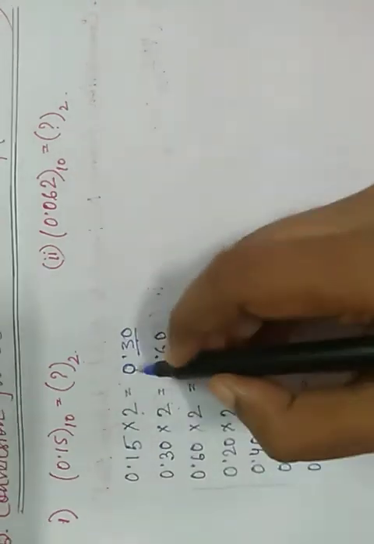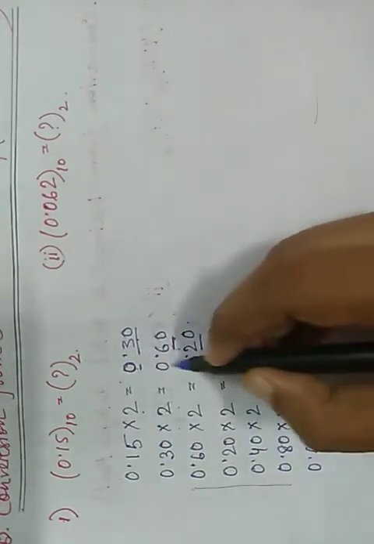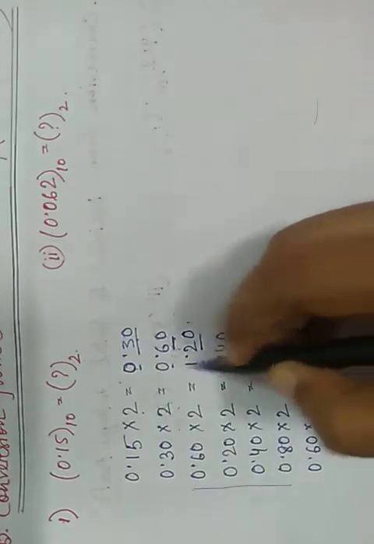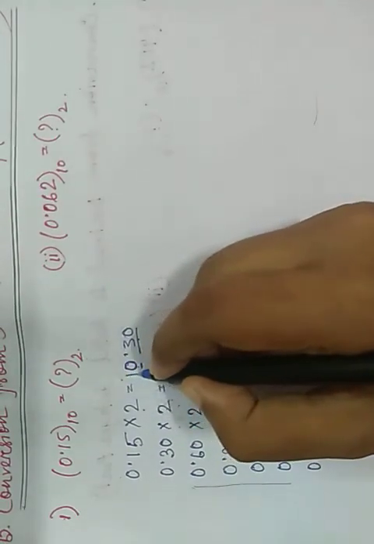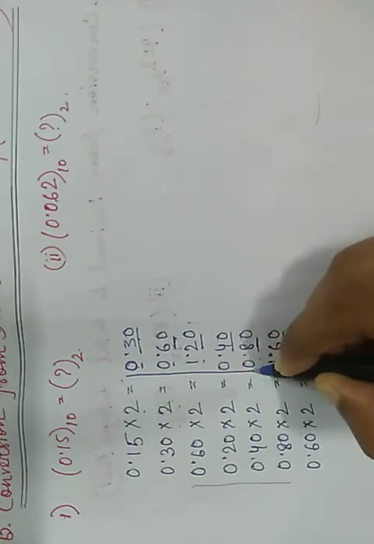Now we have to take the integer portion of each multiplication from upward to downward direction.